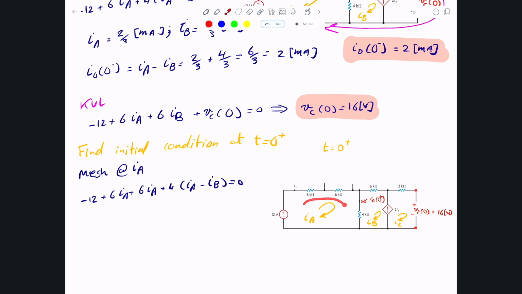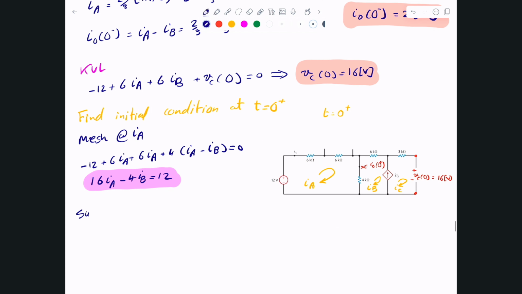Basically, I wrote this particular mesh. So now what we do is you can do the algebra, and what you'll end up with is the following. You'll end up with 16 I of A minus 4 I of B equals 12. Okay, let me just highlight this so you can see it. This is the first equation out of 3 because I have IA, IB, IC. All right, so we continue.